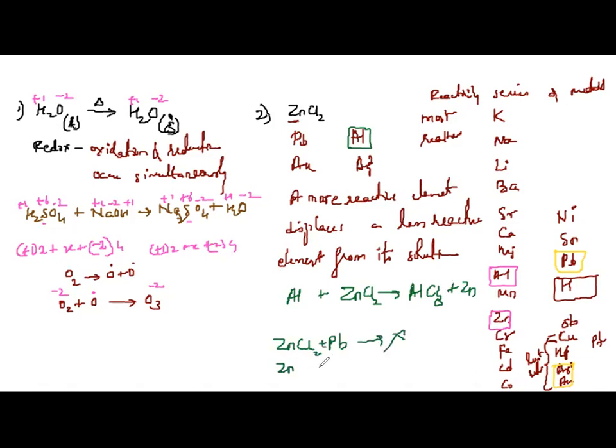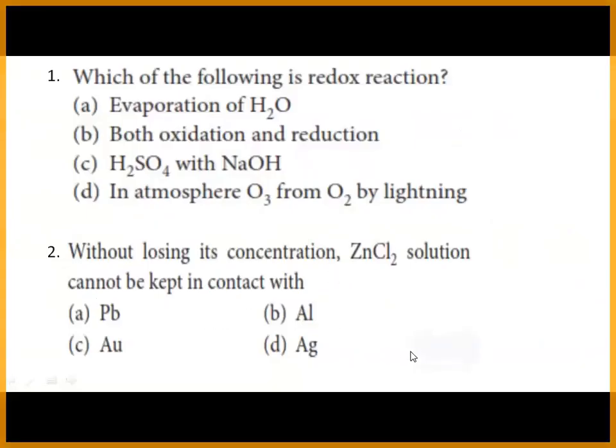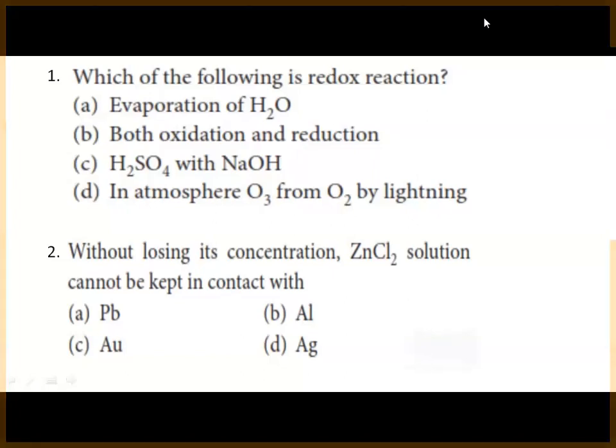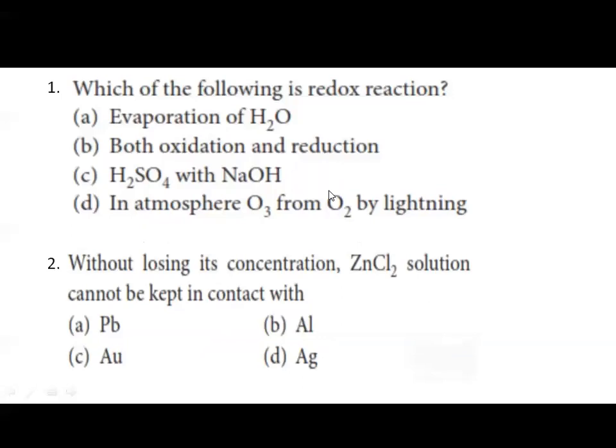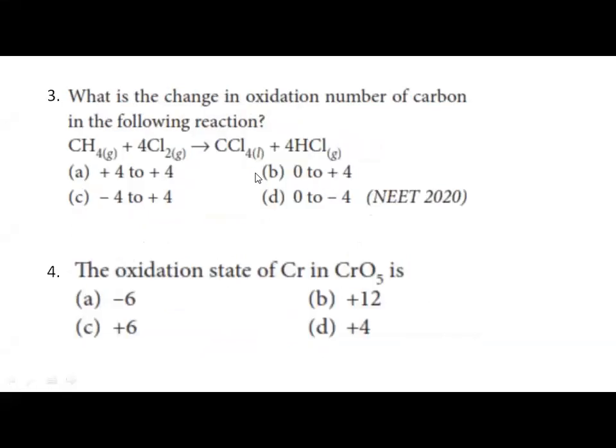You keep zinc chloride in gold, nothing will happen. Zinc chloride in silver, nothing will happen. Only when zinc chloride is kept in aluminium, it will form aluminium chloride. Therefore, concentration of zinc chloride will decrease when it is kept in aluminium. So this is the reactivity series. So the correct option is: by keeping zinc chloride in aluminium, the concentration of zinc chloride decreases. Is that understood? Okay, so it is based on the reactivity series.